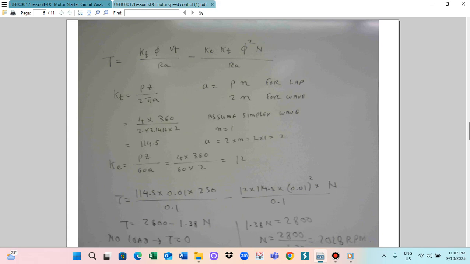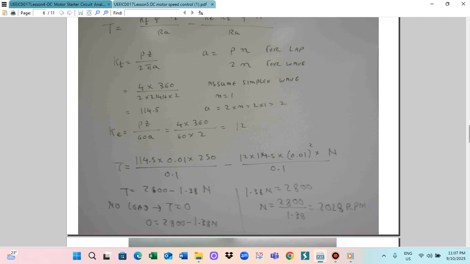There are two formulas to calculate A. For lap winding, A is equal to mP, and for wave winding, A is equal to 2m, where m is the plex number. For simplex m equals 1, for duplex m equals 2. If the problem does not give the plex number, we can assume simplex. So then assume simplex.